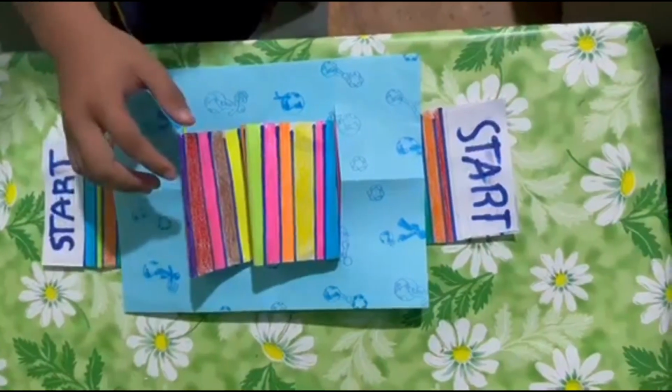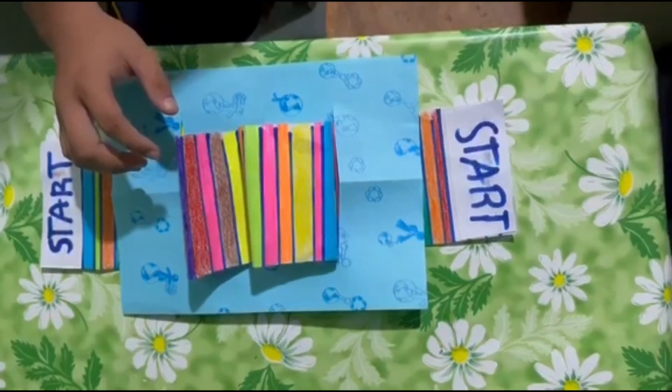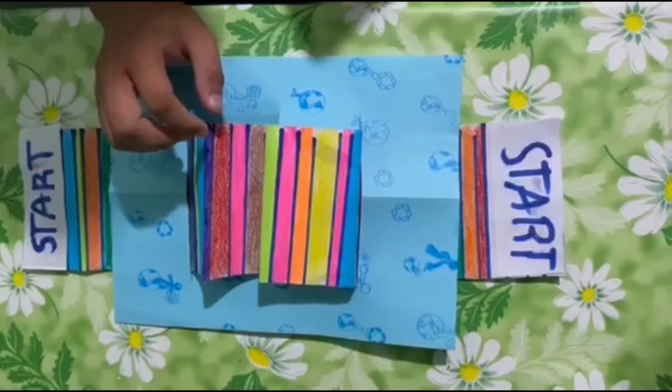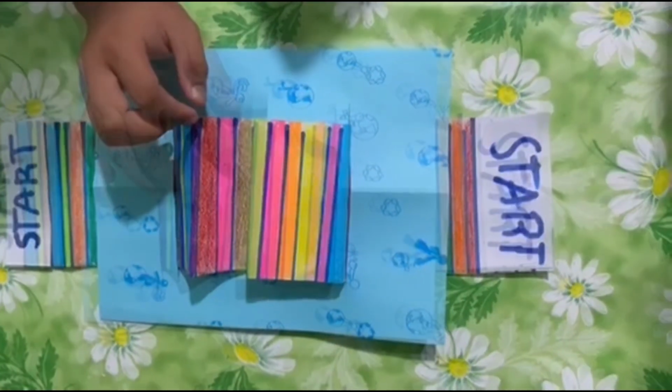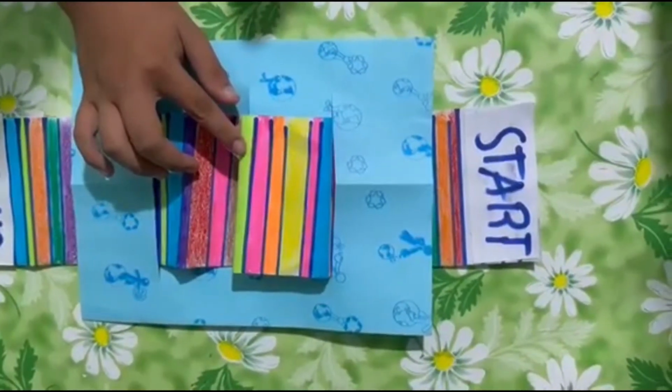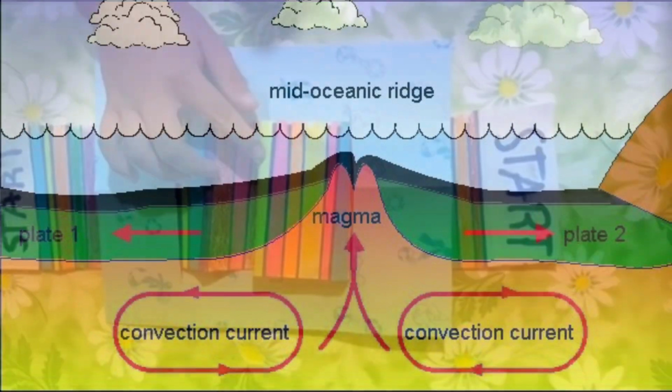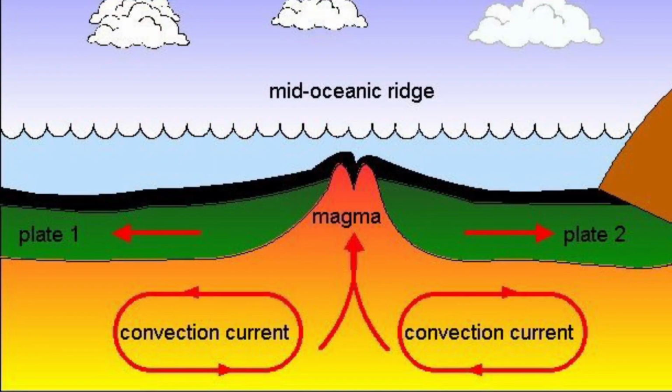The different colors represent how rock changes over the years. The middle slit represents the mid-ocean ridge. It is the region where new oceanic crust is created. The formation of the new crust is due to the rising of molten material called magma.